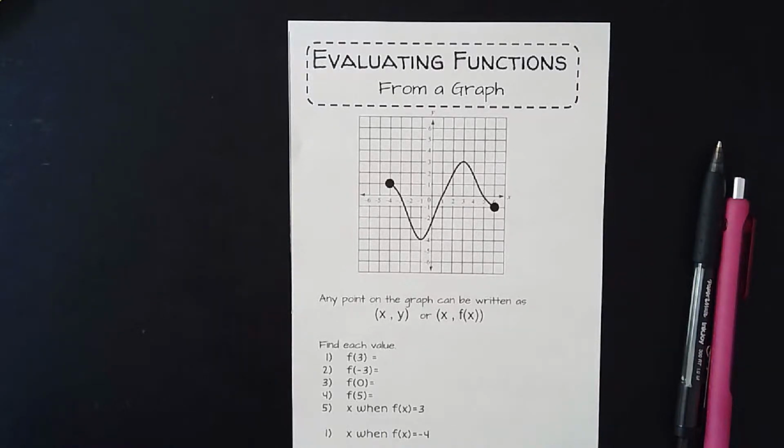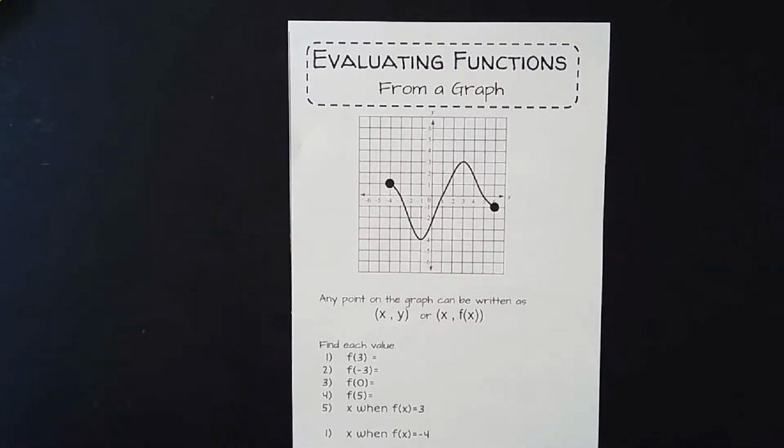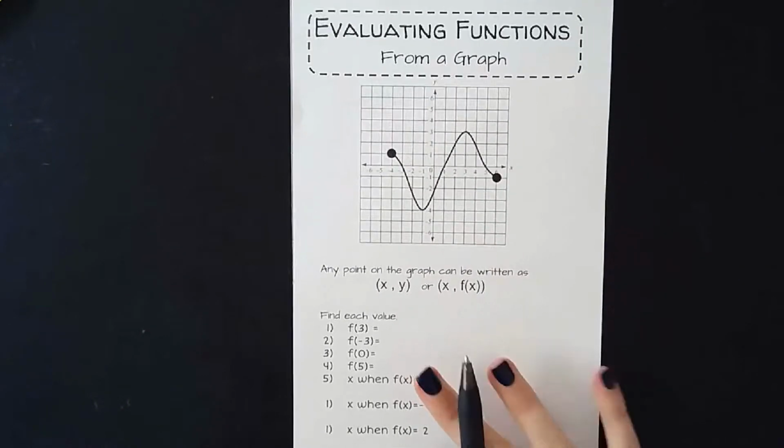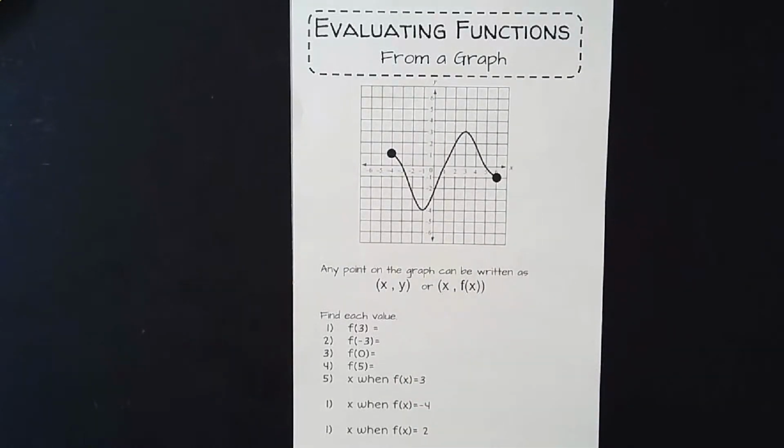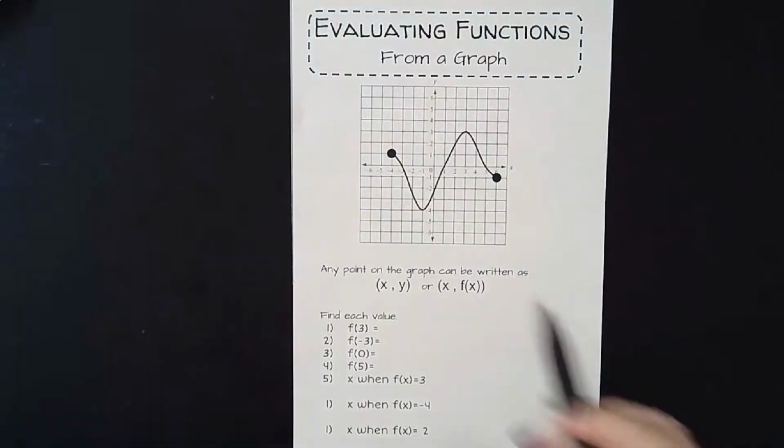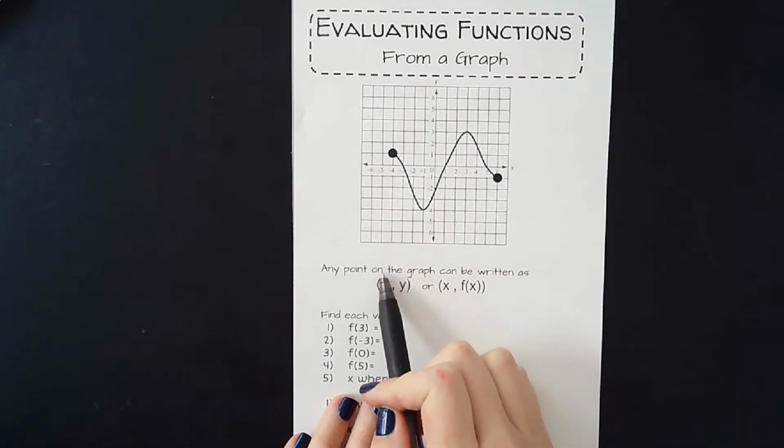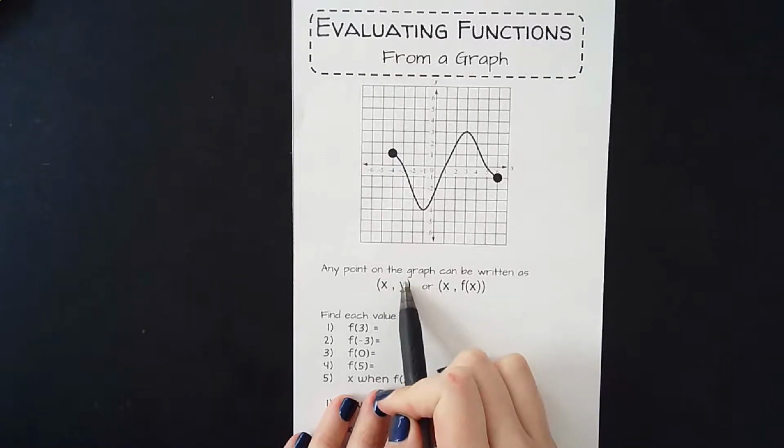In this video, we're going to be evaluating functions from a graph. In our last set of notes, we evaluated functions algebraically. So we looked at their equations and put in an input to find our output value. Today, instead of looking at the equation for a function, we're going to be looking at the graph of a function. But it's still true that x is our input and y is our output.